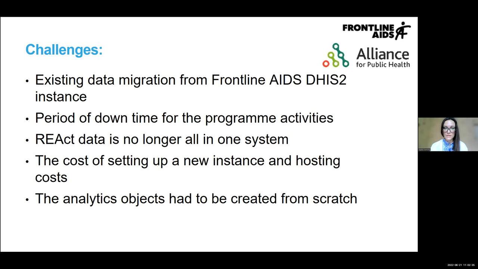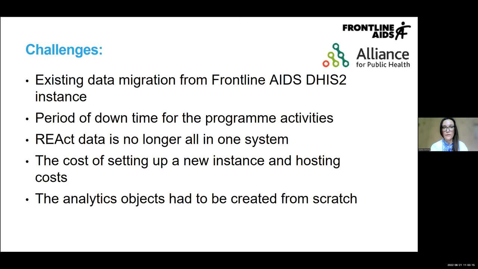As for now, data is no longer all in one system. So for Frontline Aids, who would like to keep some oversight for all React programs, it is important to keep good communication and sharing if we want to combine data use for global advocacy activities, for example. Another challenge that should be mentioned is budget. You should consider that the cost of setting up a new instance would definitely be much higher than sharing such costs within several programs.